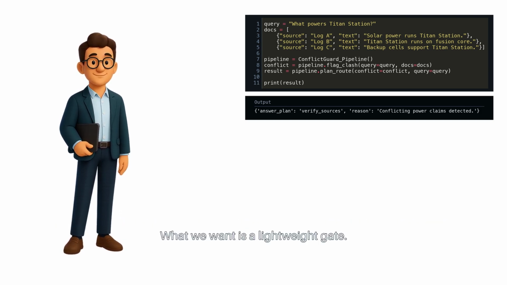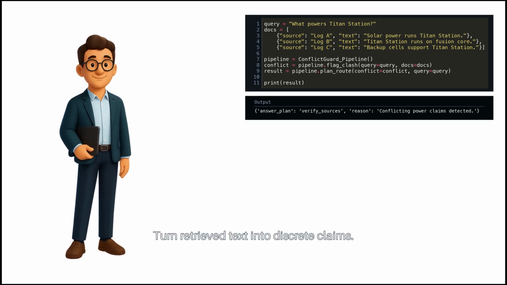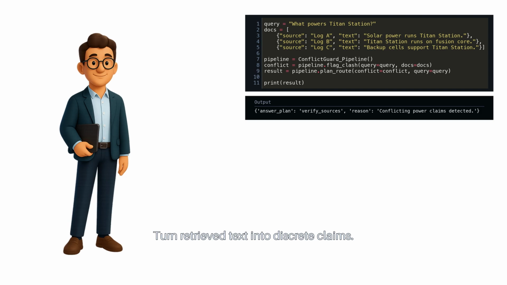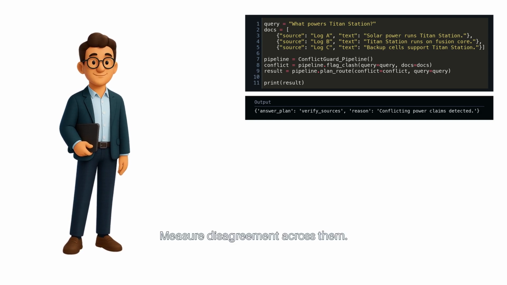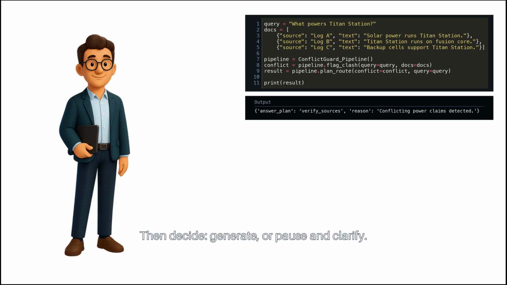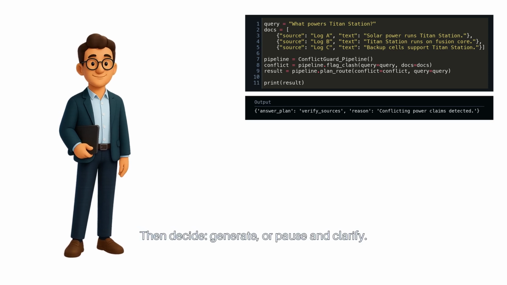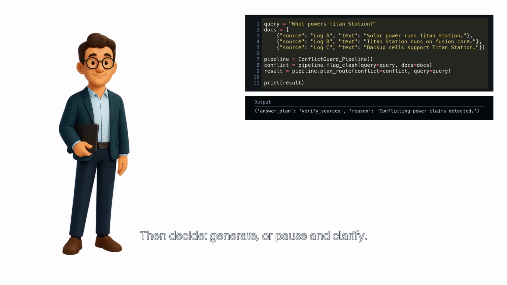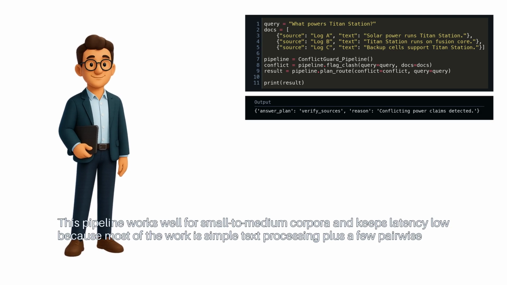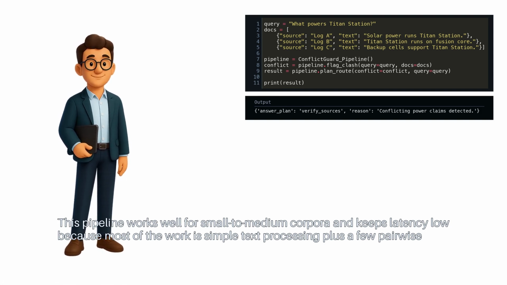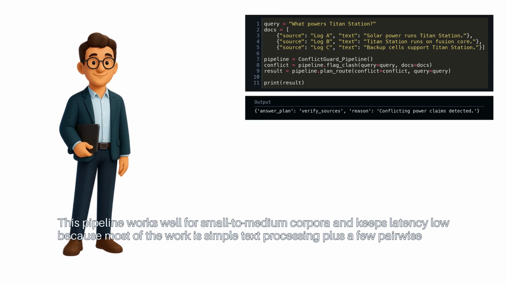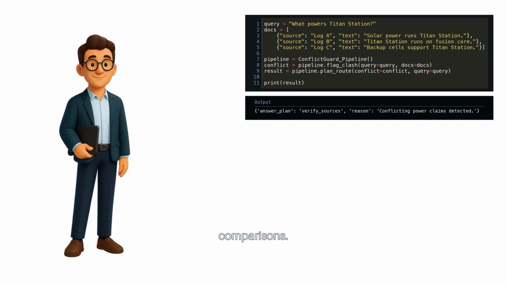What we want is a lightweight gate. Turn retrieved text into discrete claims. Normalize those claims into comparable facts. Measure disagreement across them. Then decide: generate or pause and clarify. This pipeline works well for small to medium corpora and keeps latency low because most of the work is simple text processing plus a few pairwise comparisons.